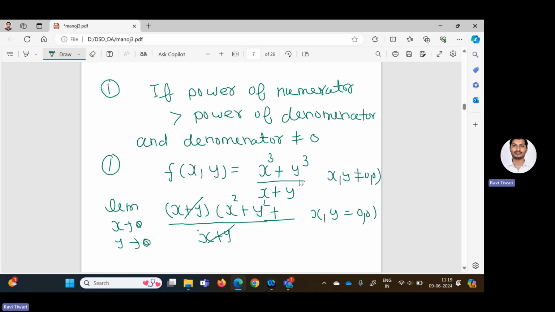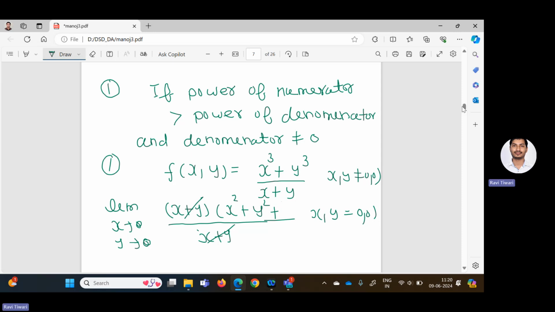So the final conclusion is that this function is discontinuous, even though the power of numerator is greater than the power of denominator. Why? Because if I choose y equal to minus x, then the limit of this function can give either 0 by 0, or sometimes we can get infinity.